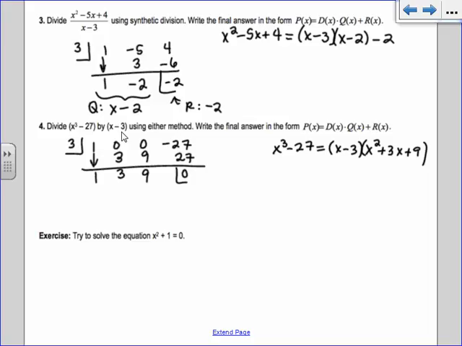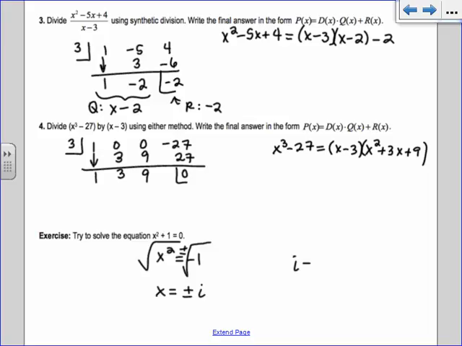So try to solve the equation x squared plus 1 equals 0. So I get x squared equals negative 1. I take the square root of both sides and write plus or minus. So what do we get? Plus or minus i. So here's our little quick review of complex numbers.